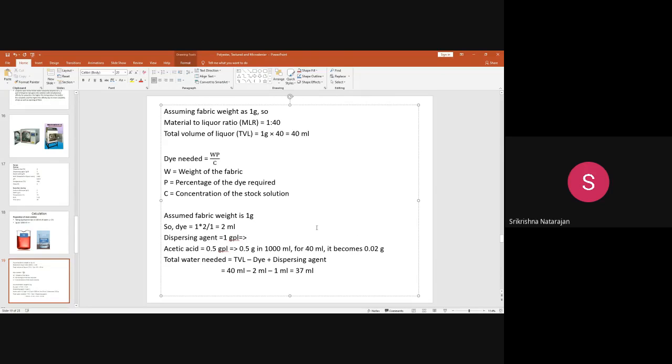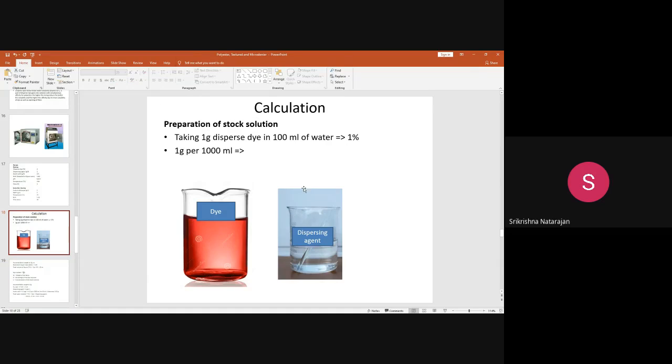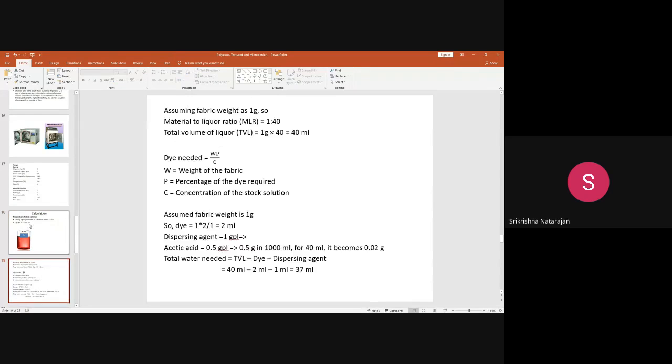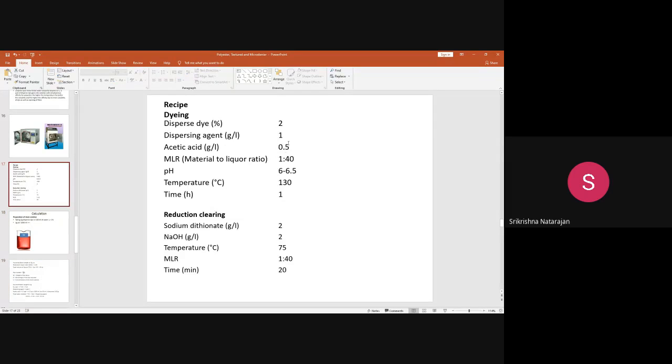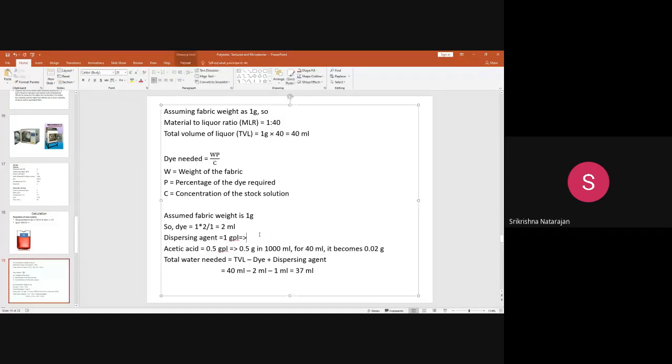For the dye, you prepared a stock solution, so you took it from that. For the dispersing agent, if you do not want that, and want to directly take the weight, what do you do? It is given as 1 gram per liter, so 1 gram in 1000 ml. For 40 ml, because the total volume of liquor is 40 ml, how much do you need in this 40 ml? That you can calculate.